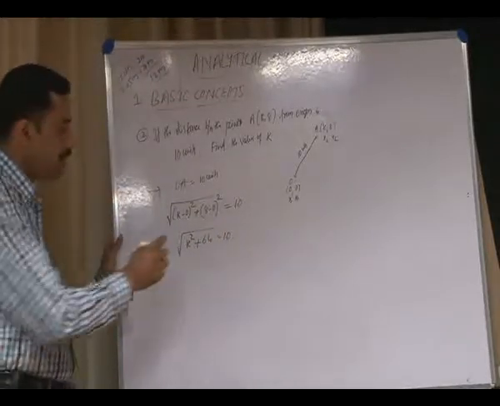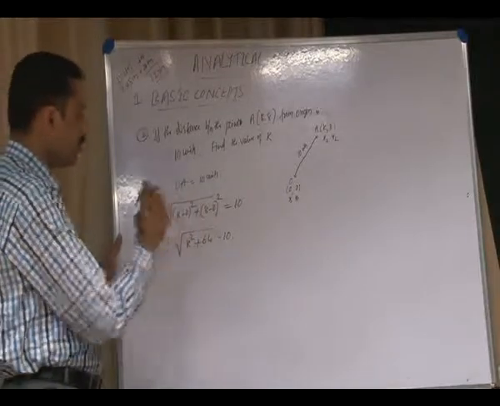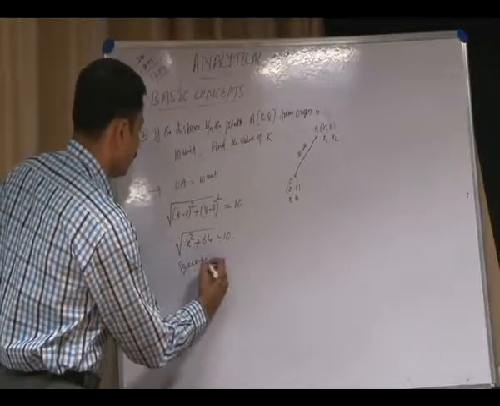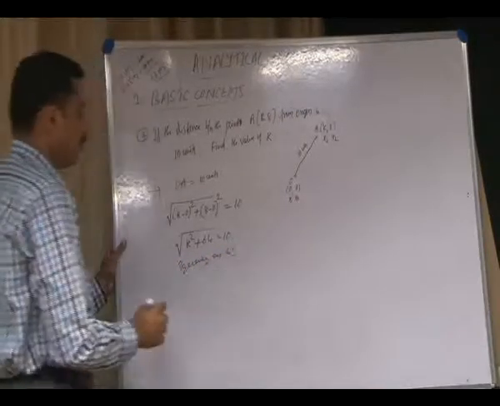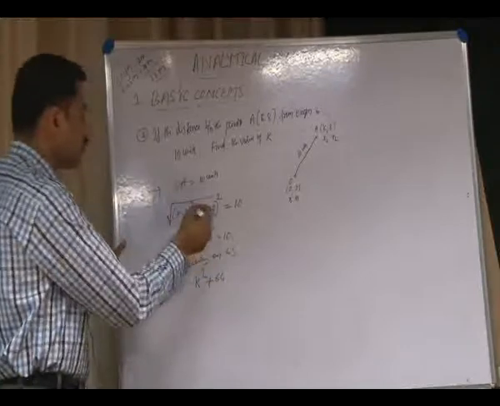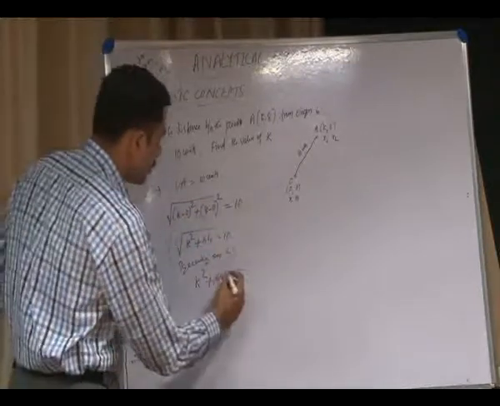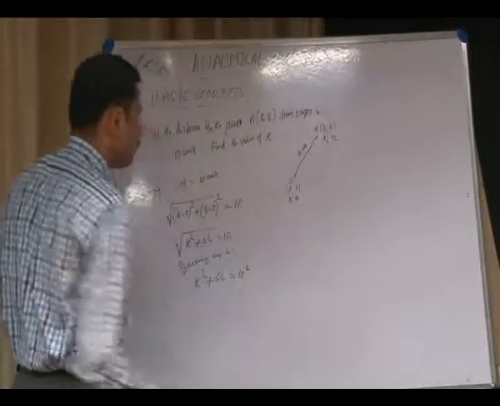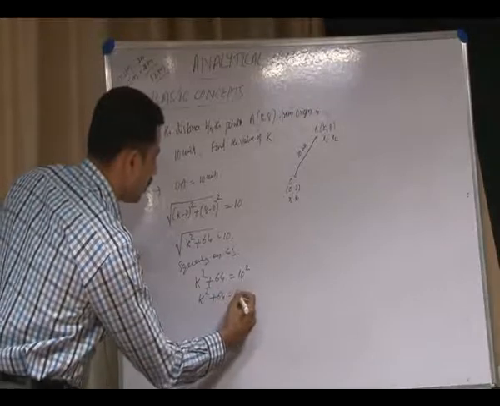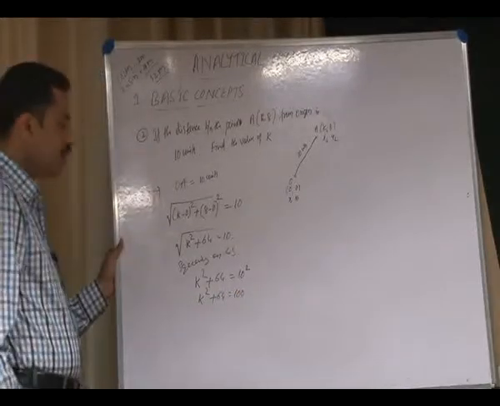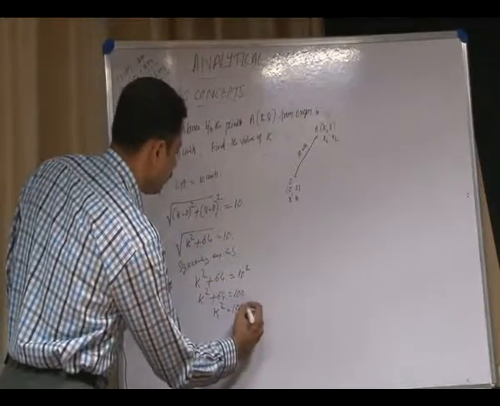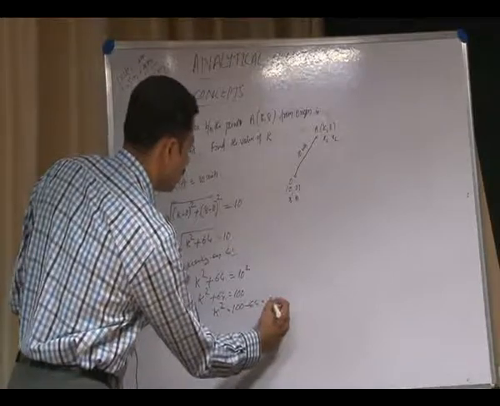To calculate the value of k, which is under the square root, first you have to remove the square root by squaring on both sides. Squaring on both sides, we get k square plus 64, as the square and square root cancel on the left hand side, equal to 10 square. 10 square is 100, therefore k square becomes equal to 100 minus 64, that is equal to 36.